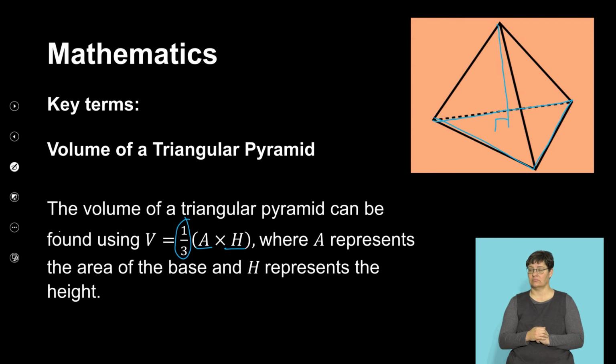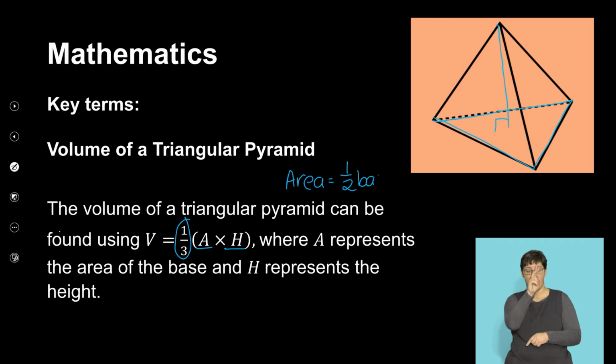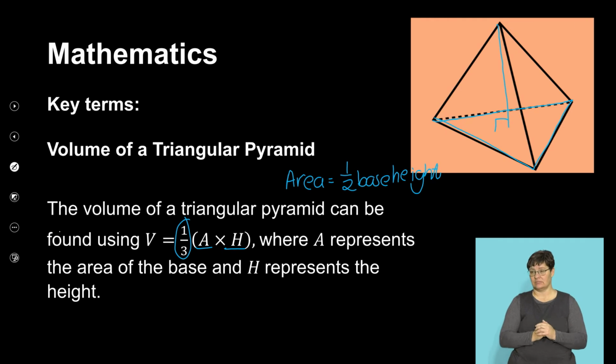Cool. And just a reminder, for triangles, we generally find the area by saying 1/2 times the base times the height. Let's go to the next slide.